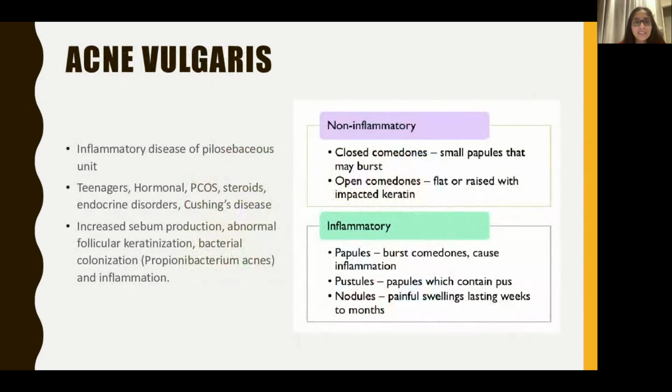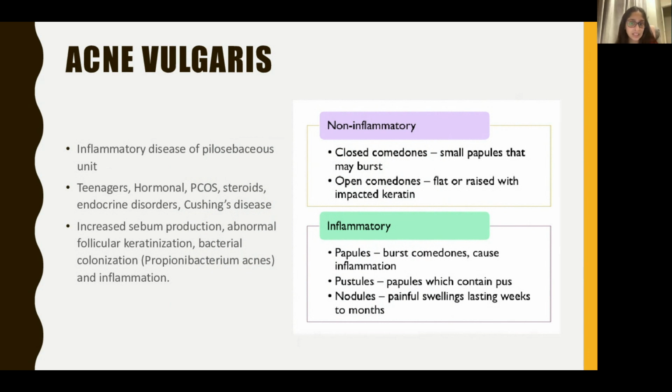So, acne vulgaris. So, this is an inflammatory disease of the pilosebaceous unit. It is common in teenagers, can be related to hormonal causes, PCOS, steroid use, endocrine disorders, and Cushing's disease. So it's related to increased sebum production and abnormal follicular keratinization. And sometimes there can be bacterial colonization associated with it and inflammation.